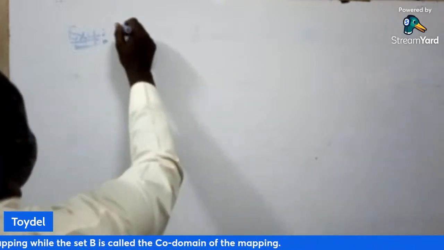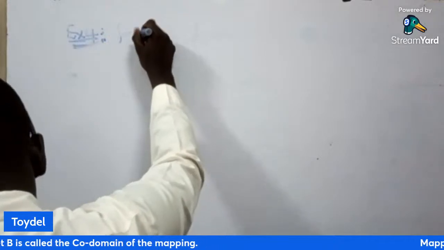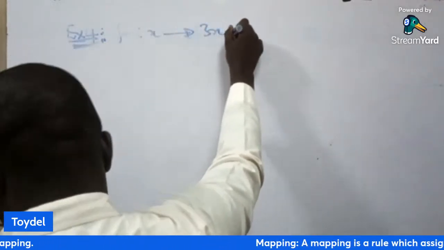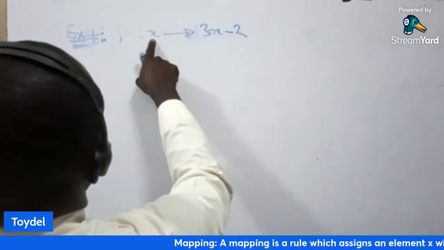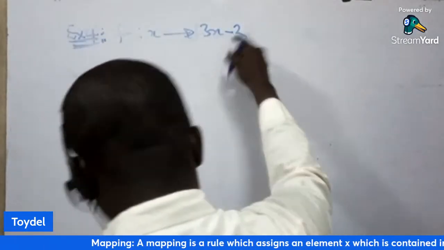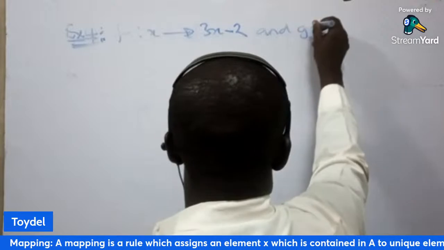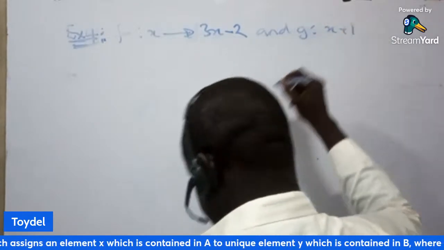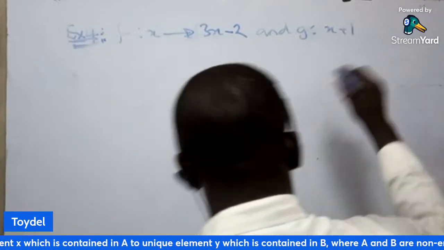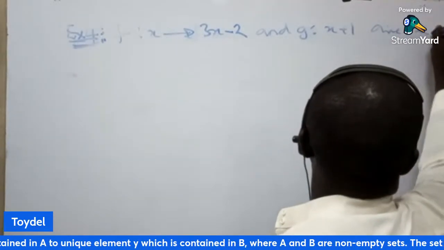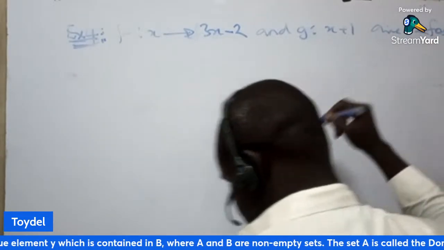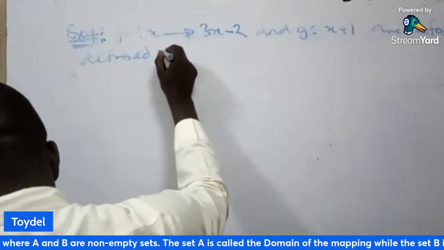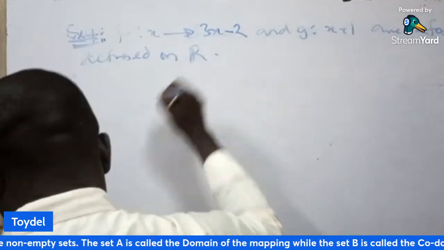Let's try and go through that. So let's say, example: f is defined as f such that x tends to 3x minus 2. This is the domain of x. Then the codomain, this is what you get. And g such that x plus 1 are two functions defined on the set of real numbers.